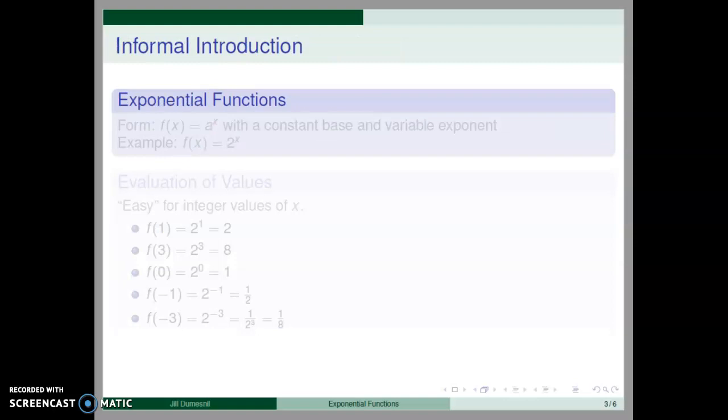Exponential functions also have a base and an exponent. However, exponential functions have a constant base with a variable exponent. For example, f of x equals 2 to the x power.